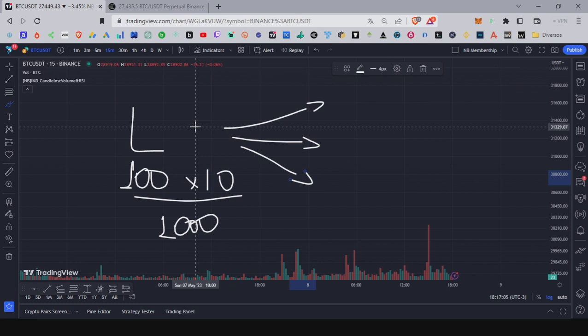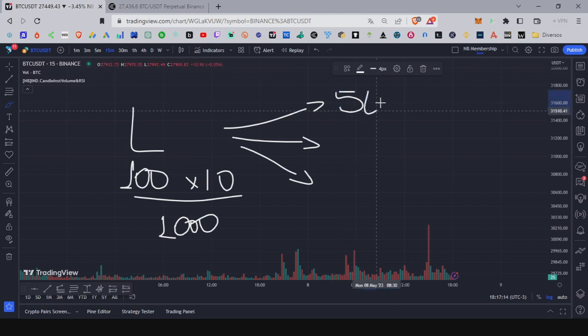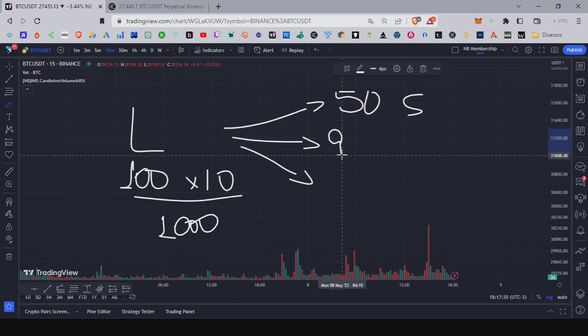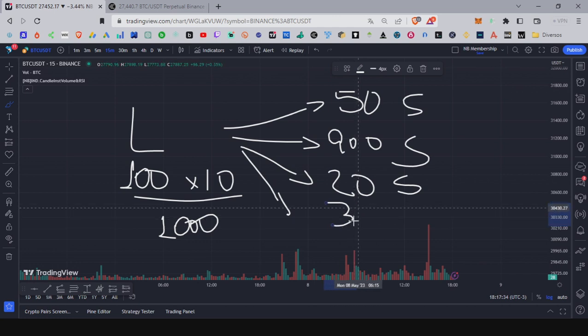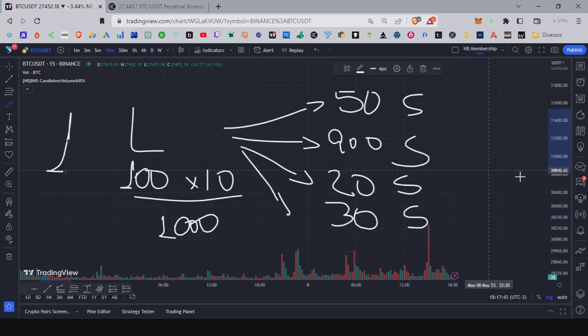Okay, so let's think that on the other hand, I have one guy here with $50 at the price that I want, for a short position. I have a guy here with $900. And I have another guy here with $20. And this guy also wants to short the market. And I also have a guy here with $30. And all of these four guys want to short the market, okay? What does it mean? That we have one long position for four short positions, right?